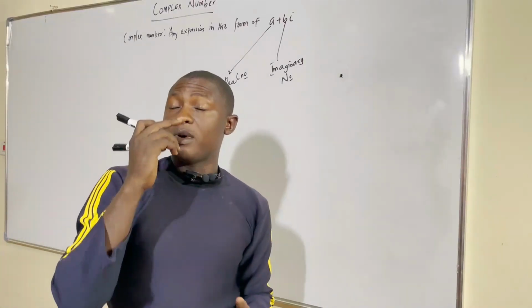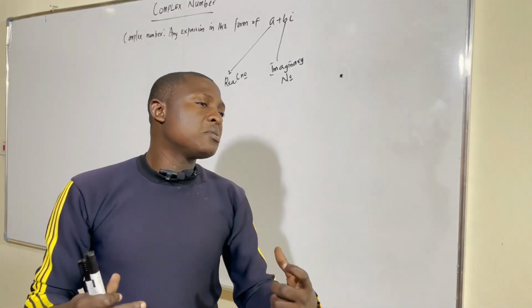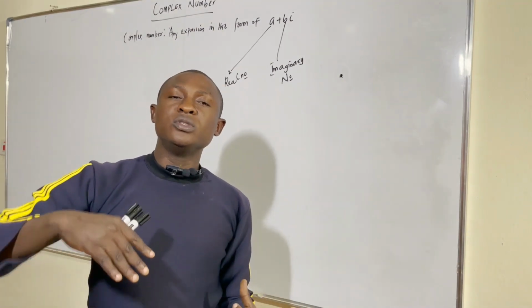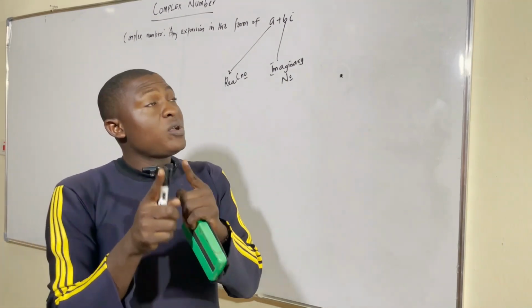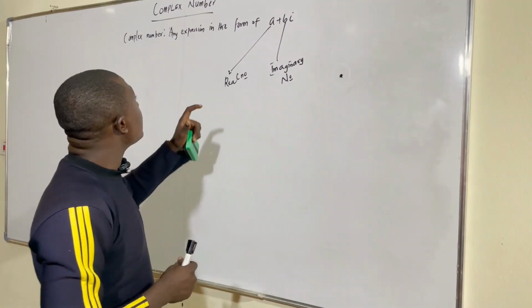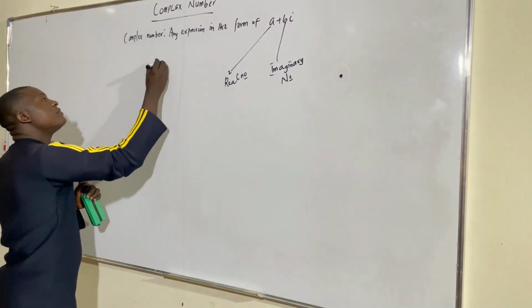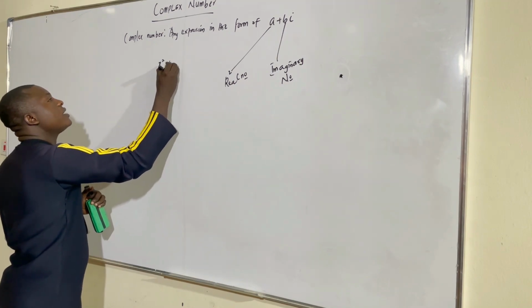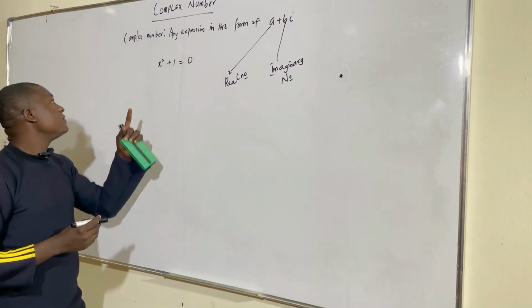In our previous video, we talked about how we can find the roots of a quadratic, either using the factorization method, the completing the square method, or the formula. When you are finding the roots, you see that it can give you a negative root. Let me give an example of that. Let's say we have x squared plus 1 is equal to 0. Let's assume that I want to obtain the value of x here.